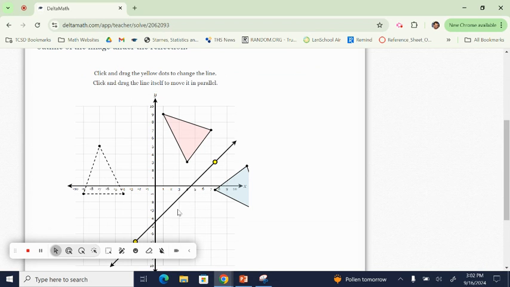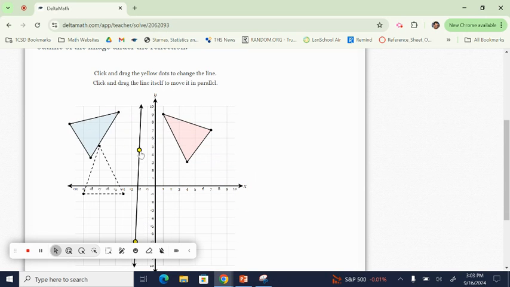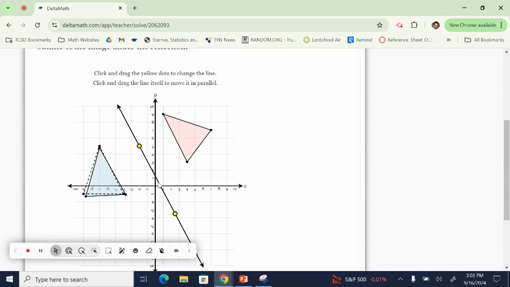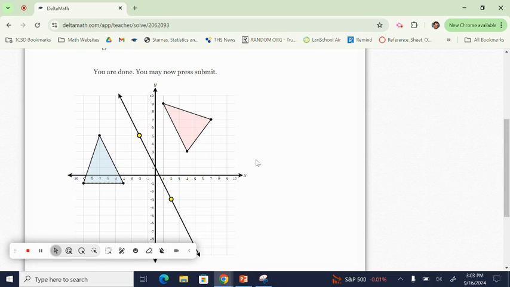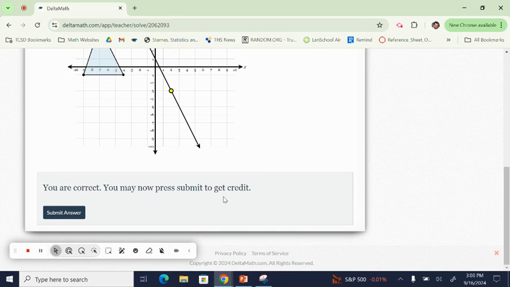Okay, I'm back here on Delta Math. I'm going to grab this, and I know that my line has to turn, so I'm going to grab one of the yellow dots and twist it and turn it. And I'll grab the yellow dot down here and twist it and turn it. Now it's just finagling, and it might be difficult. Let me go up there maybe. No, oh, close. Okay, there. Now I just have to move my line parallel. Perfect! And it even tells you, you are correct. You may now press submit.